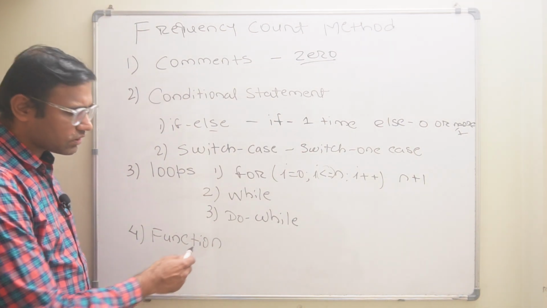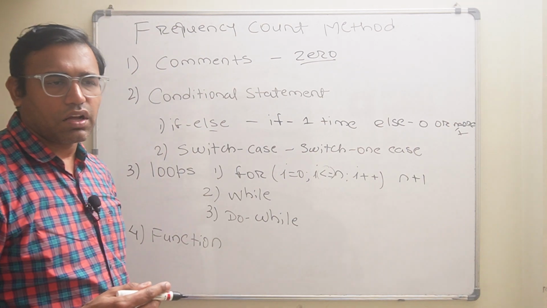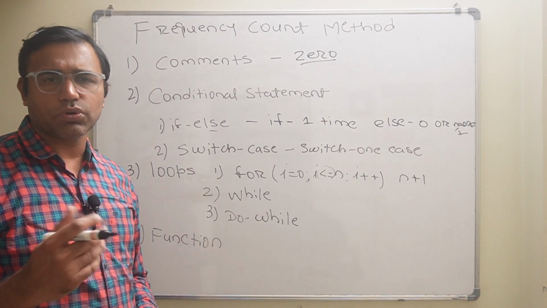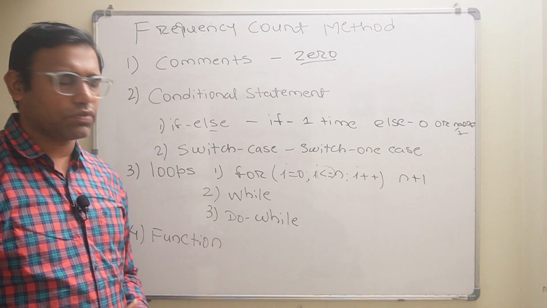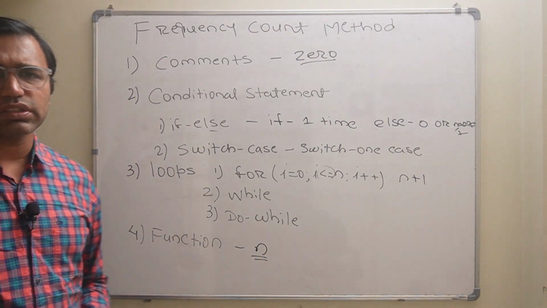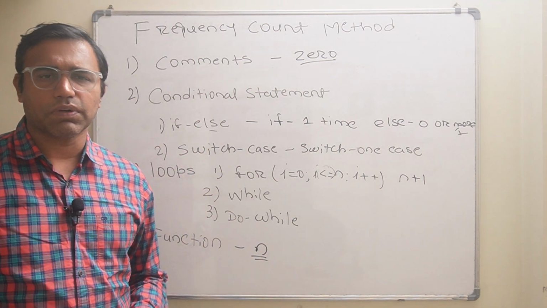And then the last part is function. So functions are executed whenever you make a call to them. So if you call the function n times, it is always executed n times. So this is how the various components are executed in frequency count method.